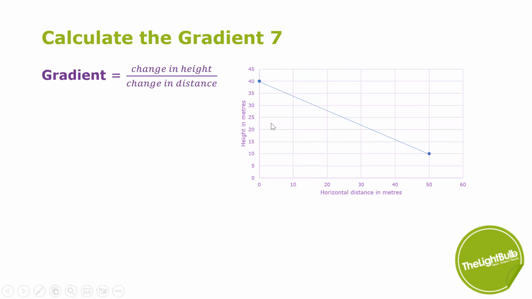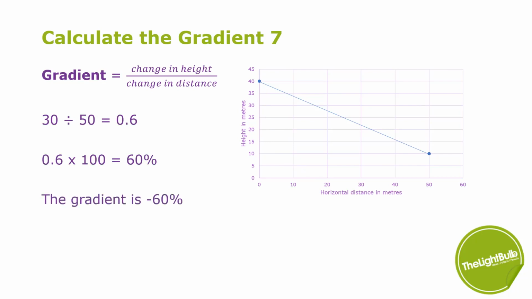Okay, so the change in height is from 40 down to 10. So that's a change in height of 30 meters. And the distance that we've changed is, well, we start off at 0 meters. So we've traveled 50 meters along in a straight direction. So we've got 30 divided by 50. And some of you fraction whizzes again will know that you can simplify that fraction to 3 divided by 5. And 3 divided by 5 is 3/5, 0.6. 0.6 times 100 will get you to 60%. And so the gradient is minus 60%.